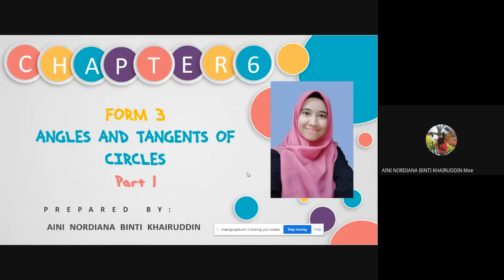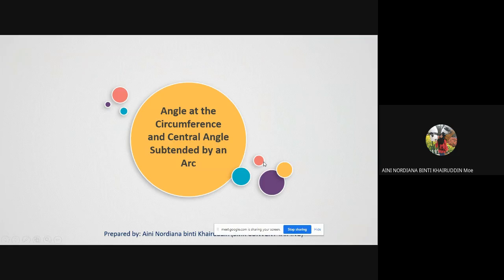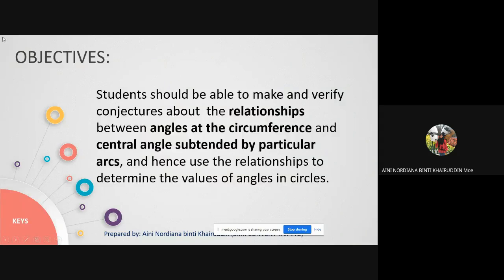Okay, why my slide can move? Okay, so our objective for today's lesson: students should be able to make and verify conjecture about the relationship between angles at the circumference and central angle subtended by a particular arc, and hence use the relationship to determine the values of angles in circles.